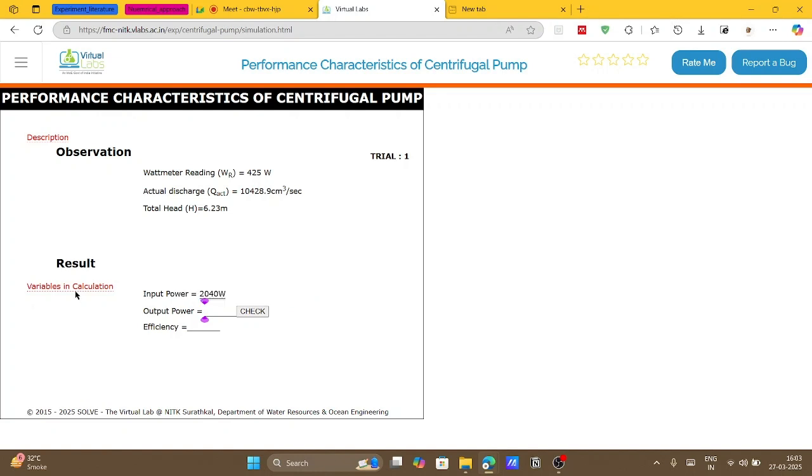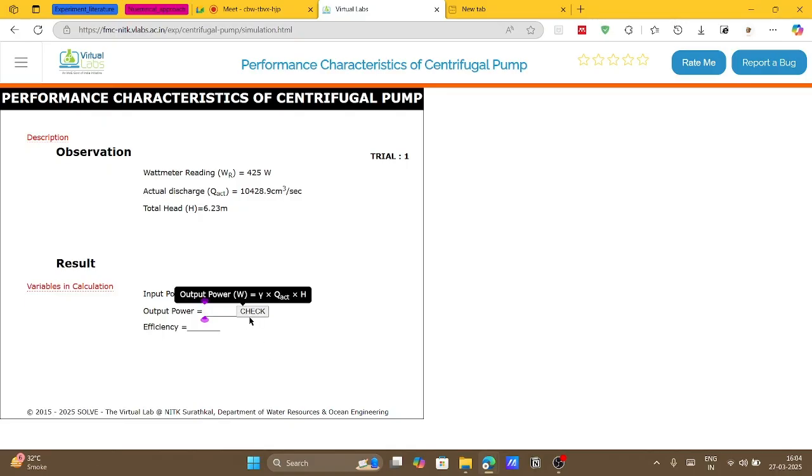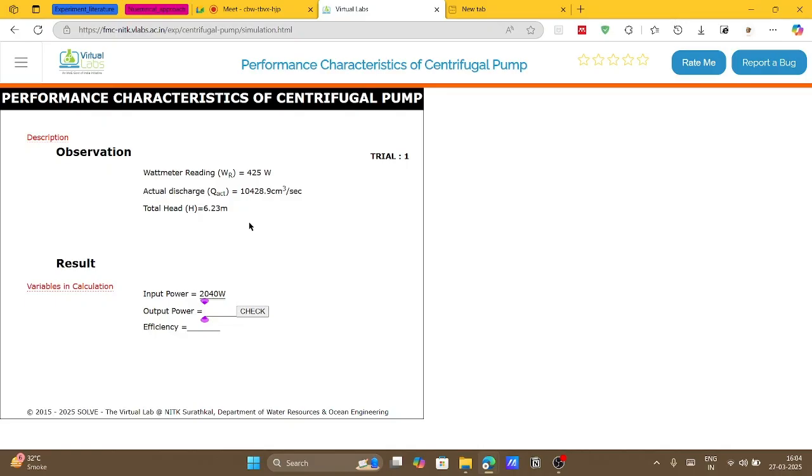So this γ constant is given as specific gravity, that is nothing but g into density of water, right? So this is that ρg parameter. If you multiply this with the head, which is 6.23, remember, this head is not exactly correct, but right now we are going with their formula, and convert it to the SI unit, then you will get the power as 637.375.